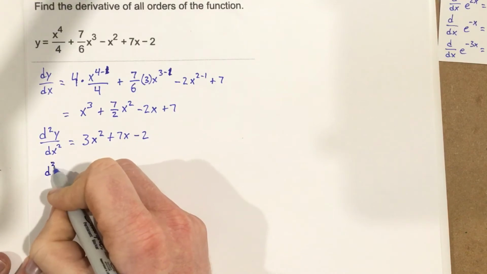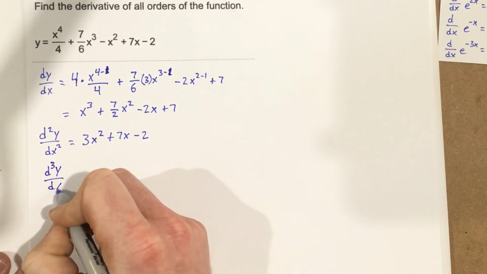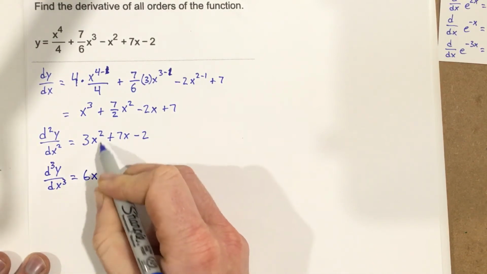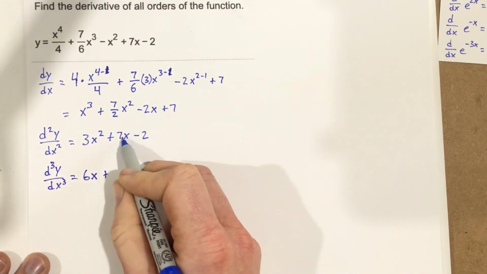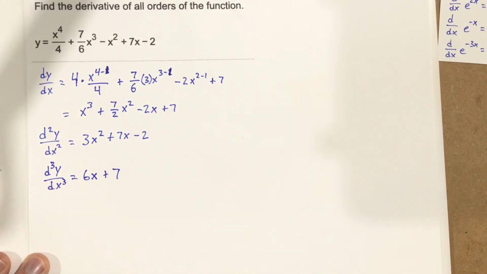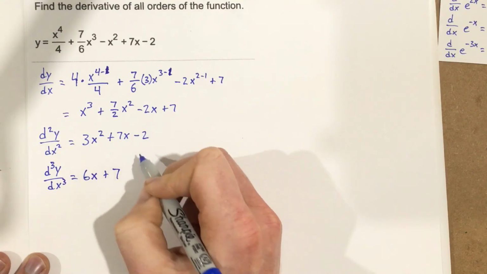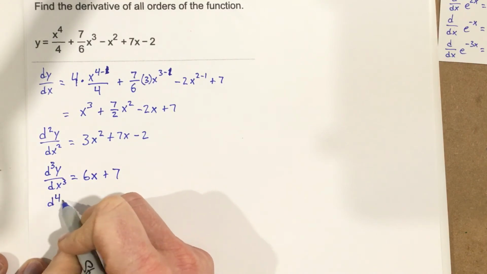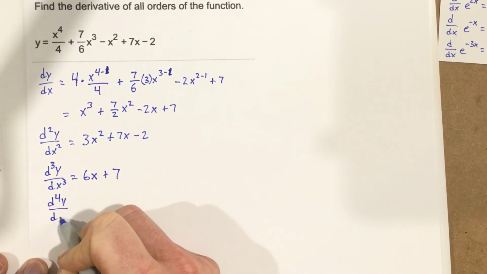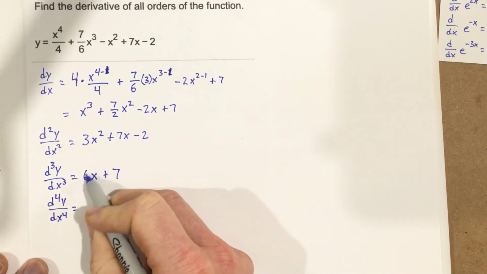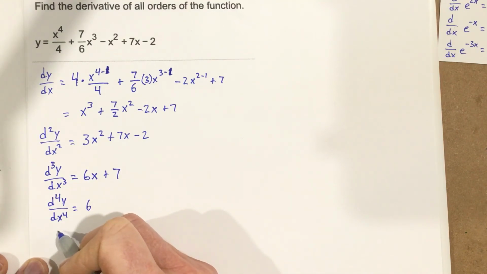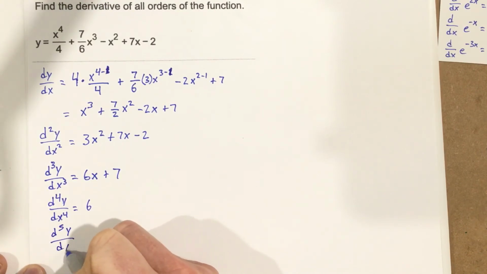The third derivative of y with respect to x, I bring the 2 to the front, that's 6x when I subtract 1, plus 7. Derivative of negative 2, the constant, cancels. I do the fourth derivative, so the fourth derivative of y with respect to x. A derivative of 6x is 6. Derivative of 7, 0. And so I end up with then the fifth derivative of y with respect to x.